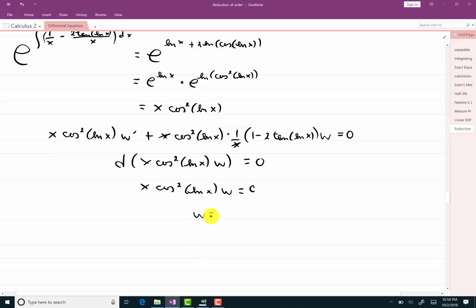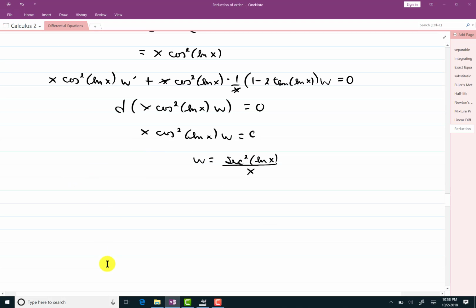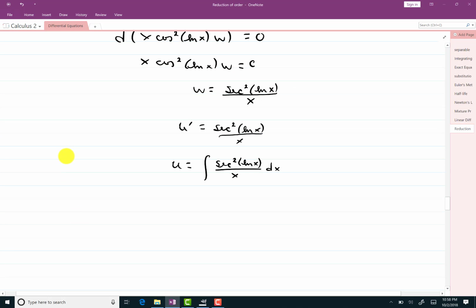W equals secant squared of ln of x. That's 1 over cosine squared, but then I'll have over x. And I'm dropping the c right now. W is equal to u prime, so I have u prime equals secant squared of ln of x over x. No dx yet. But quick enough, u will equal the integral of secant squared of ln of x over x dx. And that's pretty easy to integrate, actually.